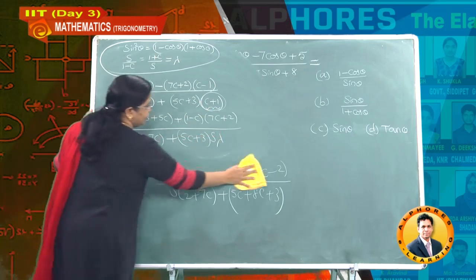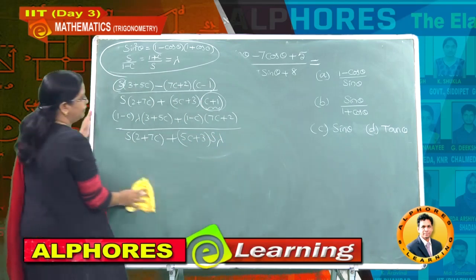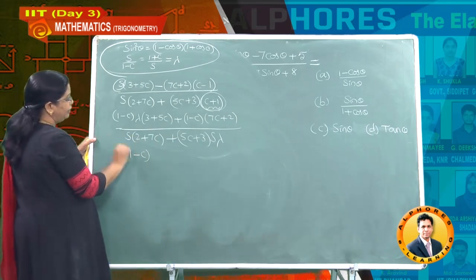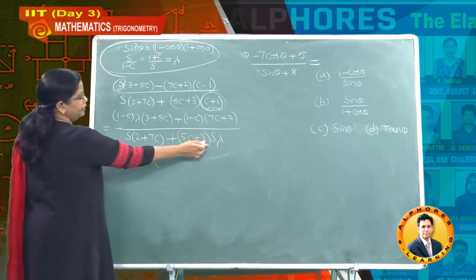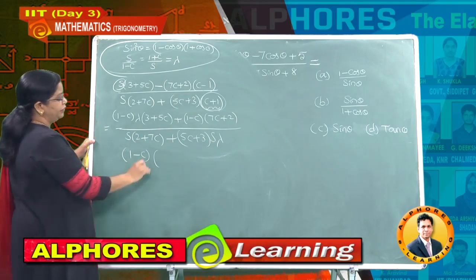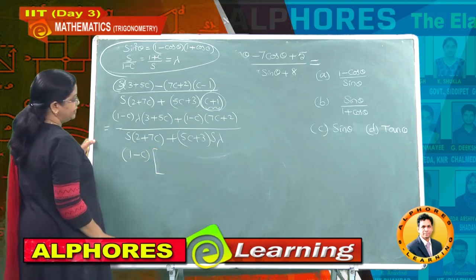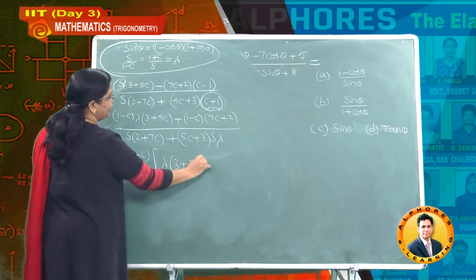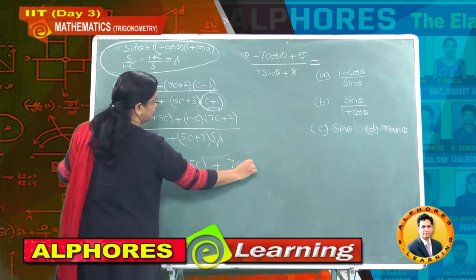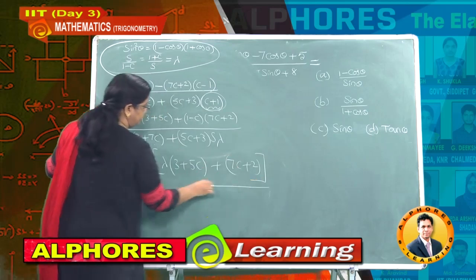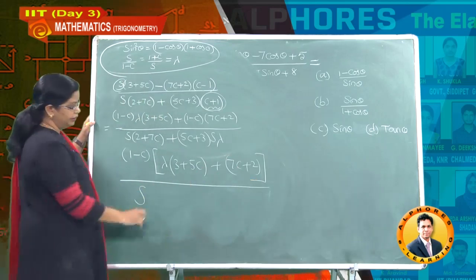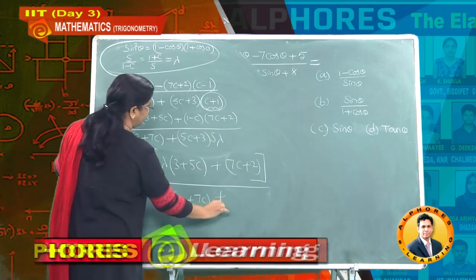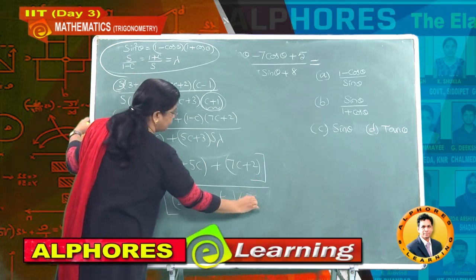Now how much can you take common, friends? From the numerator I am taking 1 minus cos common, and from the denominator you take sine value as common. Now from the numerator if I take this value as common, you will get lambda times 3 plus 5 cos plus 7 cos plus 2, and from the denominator if you take sine as common, then you will get here 2 plus 7 cos and next value plus lambda into 5 cos plus 3.